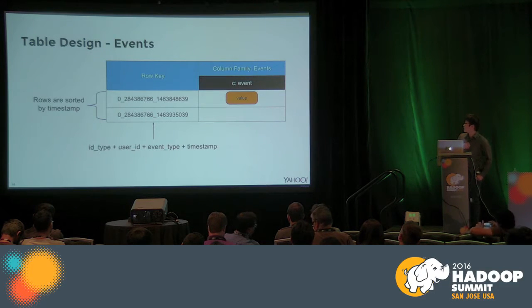Here comes the events table. In the events table, the key is a combination of ID type, user ID, event type, and timestamp. The rows are sorted by timestamp, which means you can easily do a range query by timestamp. And here the value is a serialized event byte array.